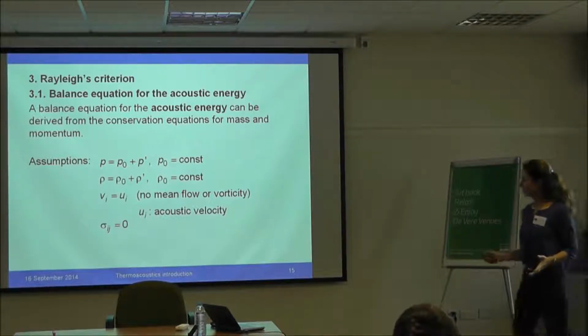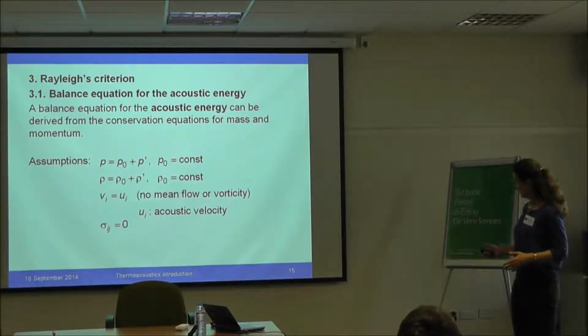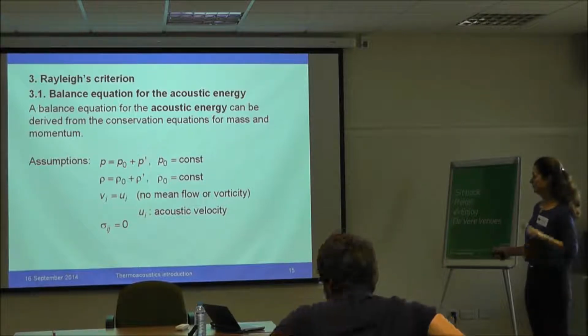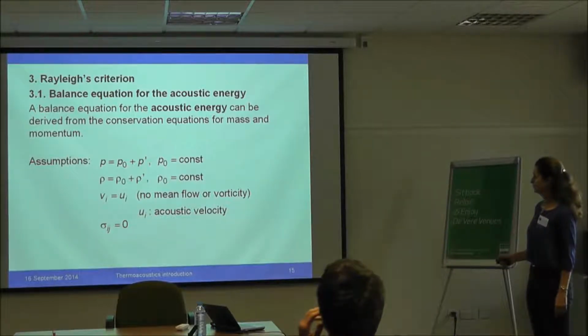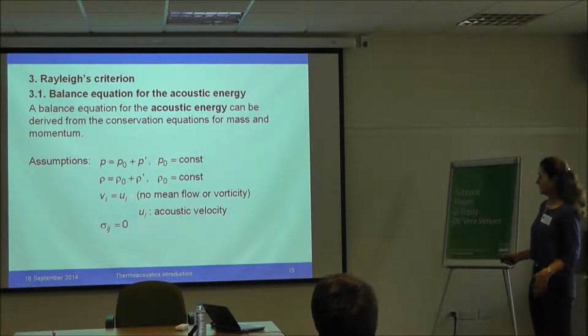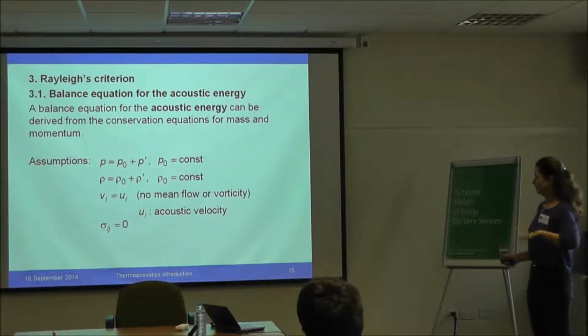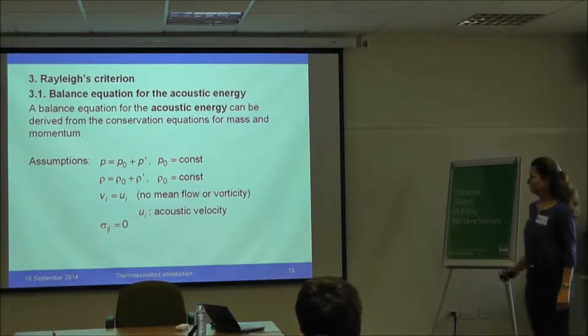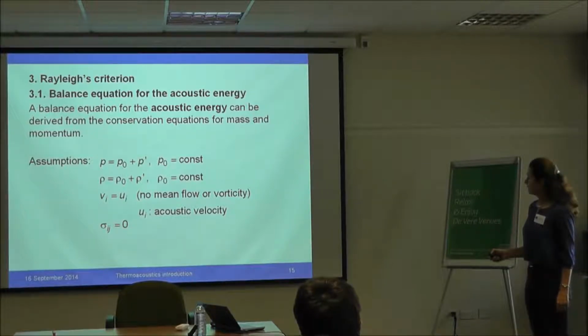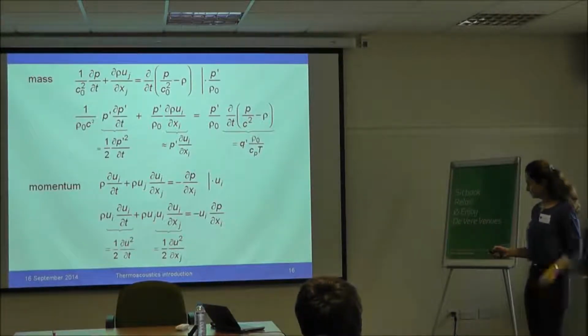And our starting point, well, first our assumptions are a bit different now from before. We have a pressure which is composed of a mean part P naught and a fluctuating part P dash. The P naught is constant. Same for the density. For the velocity, we just have an oscillating velocity, no mean flow, and also no vorticity. And we assume that the viscous stress tensor is 0. So these are our underlying assumptions.